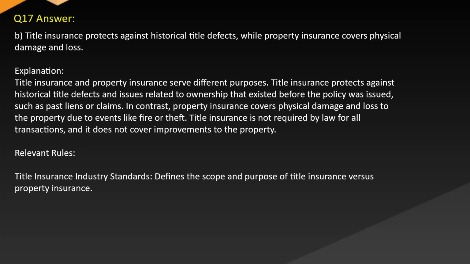Answer: B. Title insurance protects against historical title defects, while property insurance covers physical damage and loss. Explanation: Title insurance and property insurance serve different purposes. Title insurance protects against historical title defects and issues related to ownership that existed before the policy was issued, such as past liens or claims. In contrast, property insurance covers physical damage and loss to the property due to events like fire or theft. Title insurance is not required by law for all transactions, and it does not cover improvements to the property. Relevant rules. Title insurance industry standards defines the scope and purpose of title insurance versus property insurance.